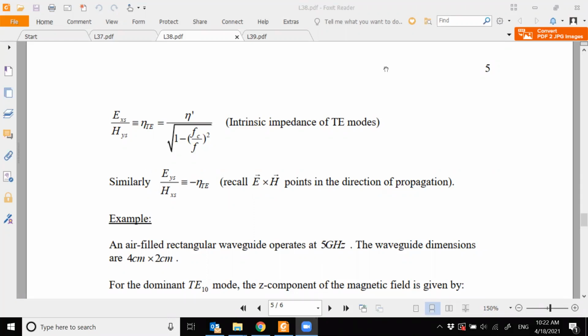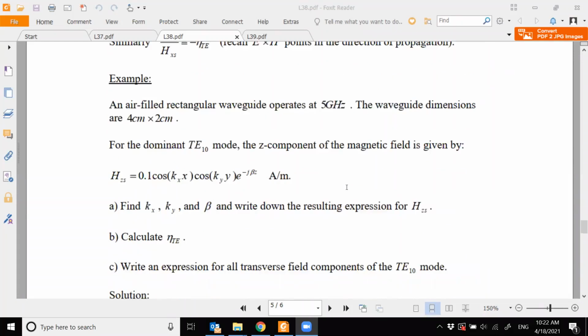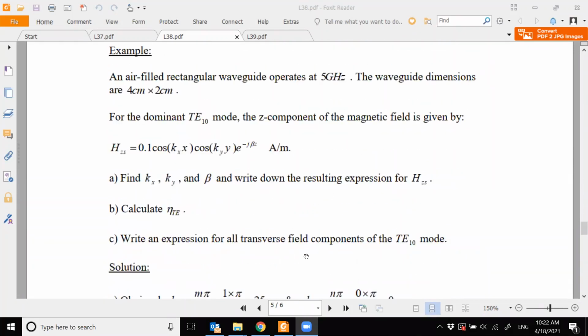Okay, so now let's take an example. So what is this example? The example is saying that you have an air-filled rectangular waveguide which is operating at 5 gigahertz. That means my operating frequency F is 5 gigahertz. And this is my dimension A, 4 centimeters, B, 2 centimeters.